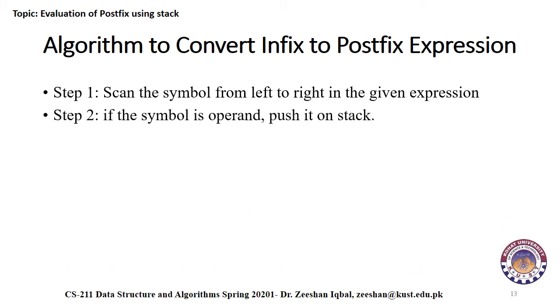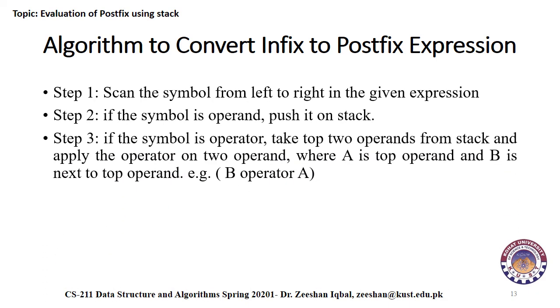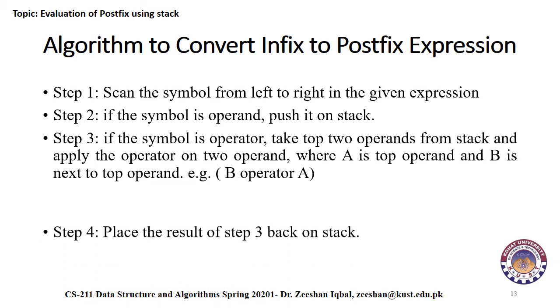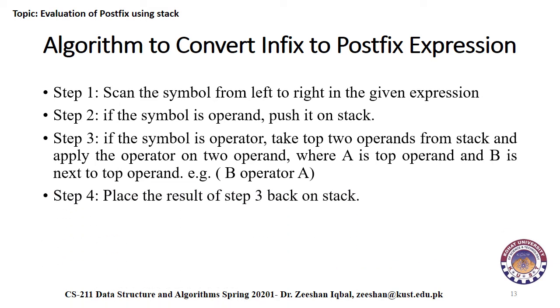In the next step, if the symbol is an operand, push it directly onto the stack. Step 3, if the symbol is an operator, take the top two operands from stack and apply the operator on the two operands, where A is the top operand and B is the next to top operand. For example, apply B operator A. In step 4, we will place the result of step 3 back on stack. And step 5 includes the continuation of the above process until the end of expression.